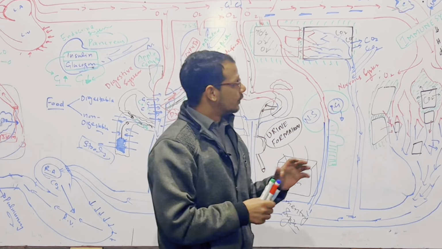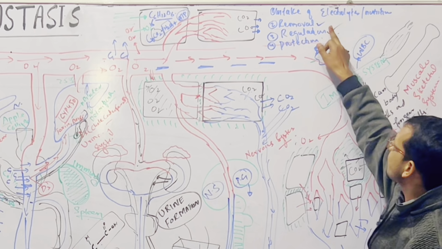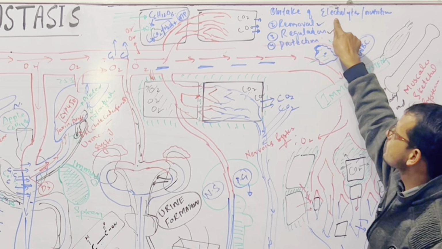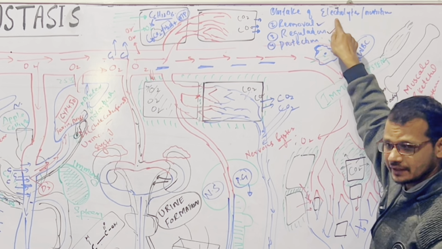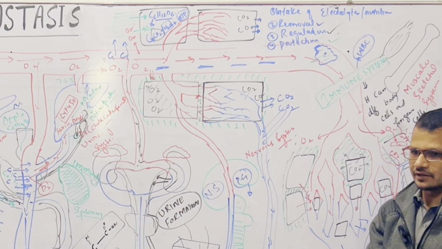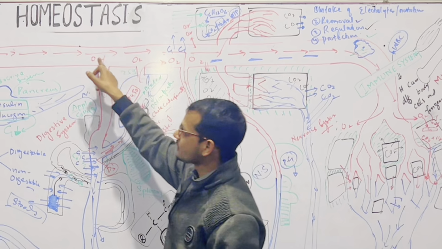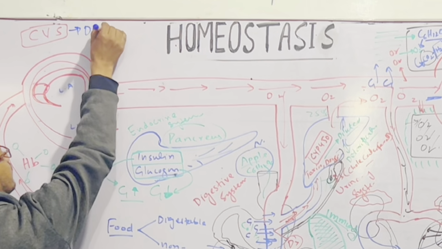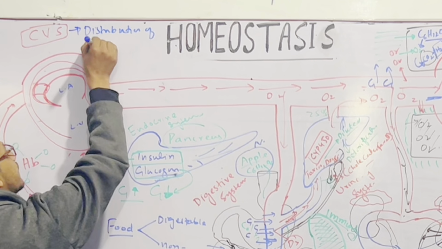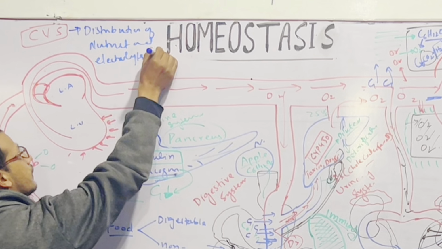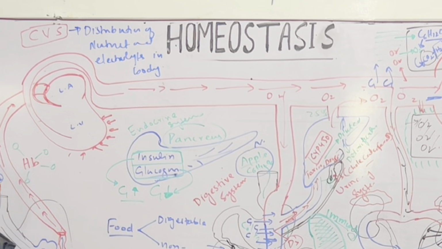So we have four factors in homeostasis. The first is intake, the second is removal, the third is regulation, the fourth is protection. The digestive system and respiratory system are responsible for intake of food and electrolytes from the external environment. The cardiovascular system is responsible for the distribution of these nutrients and electrolytes in the body, with the help of blood.